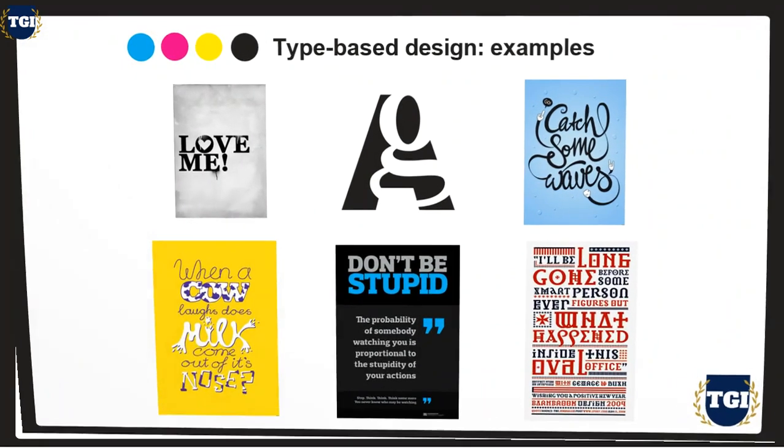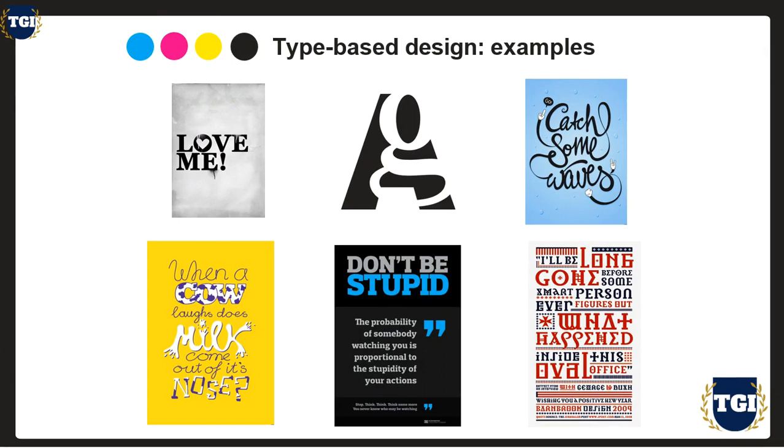All right, now let's get some examples of the type based design. You see, we have Love Me, we have all these designs. They are just filled with what? They are text, and text. The way someone will actually design this Love Me will be totally different from what you have designed. So these are just examples of what I am talking about.